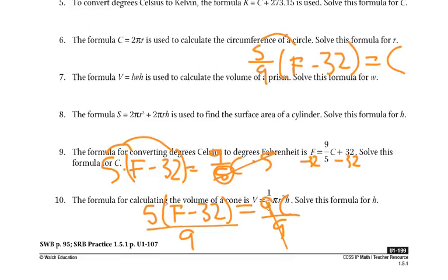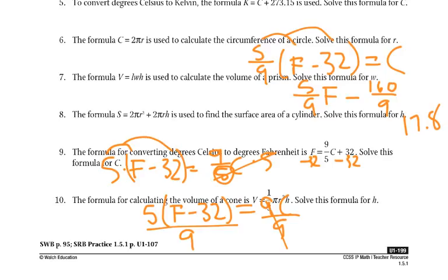Okay, you could distribute that if you really wanted to, and you could have 5/9 F minus, for 32, it would be 5 times 32 divided by 9. 5 times 32 divided by 9 would give us 160 over 9, or 17.8. I like just leaving it the other way. I think that's easier to use.